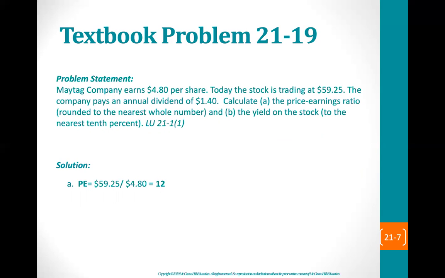For B, we want to calculate the yield on the stock. The yield is the annual dividend per share divided by today's last price per share. Our annual dividend is given at $1.40, and today's price is $59.25. $1.40 divided by $59.25 is 2.4%, rounded to the nearest 10th percent.